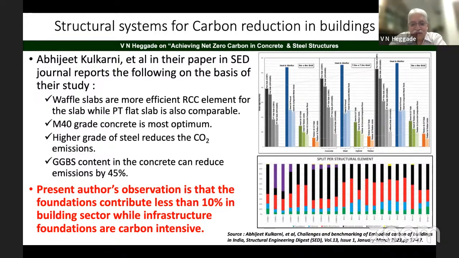So in case of the buildings, it has been seen that 10% of the carbon dioxide emission takes place in the foundation, whereas 90% of the carbon dioxide emission takes place in the superstructure. And as a system of construction, it has been reported by Abhijit Kulkarni et al. that waffle slabs are more efficient for the RCC element for the slab, while PT slab is also comparable, and M40 grade of concrete is the most optimum. That's what has been done.